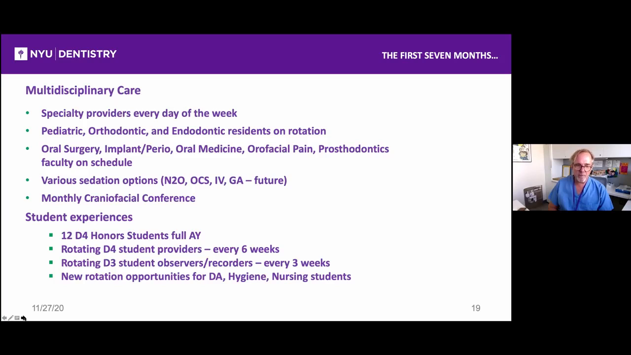And then we were doing some new rotation opportunities for dental assisting, hygiene, and nursing students, and having nursing students here as well. Unfortunately, again, because of the pandemic, all this came to a screeching halt last March 13th here at NYU. There were also multiple student organization collaborations with clubs and special care dentistry clubs. And there's an organization called ADMD, which is a group here in the States that is made up of both medical and dental providers to come together to collaborate on multidisciplinary care.